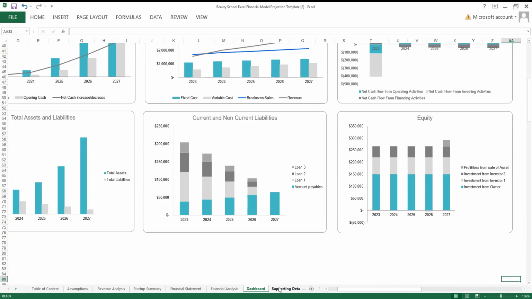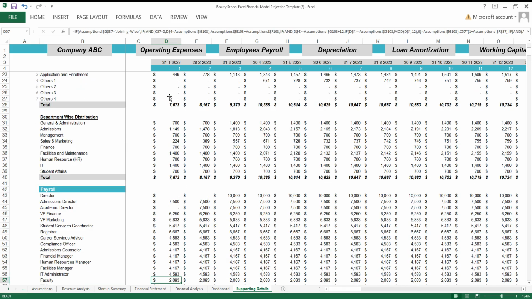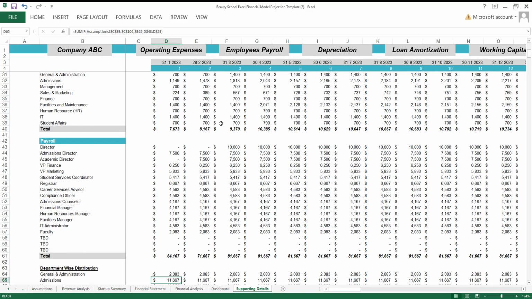Moving on, we have the supporting details, which will be updated by themselves once you change assumptions. And this is the data required to build your other financial statements.